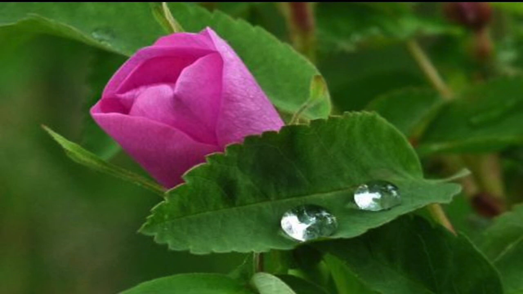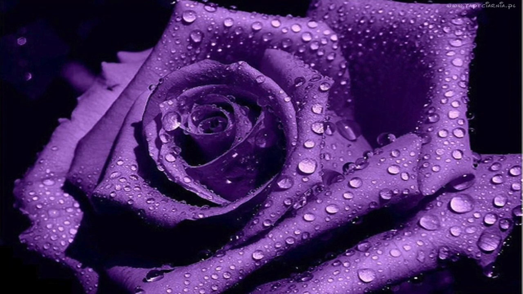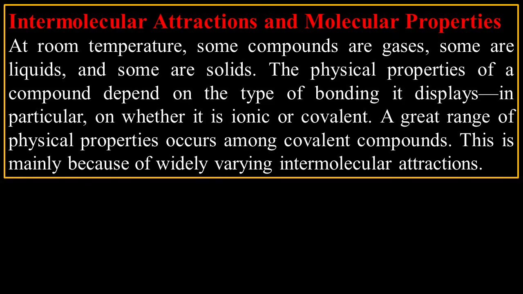The garment industry spends millions of dollars annually to get rid of hydrogen bonding, or to make clothes that are resistant to hydrogen bonding. All of these flowers where the water is beading is a result of hydrogen bonding. Here is a rose with some beading of water. Again, hydrogen bonding. How many properties can you think of that are caused from hydrogen bonding relative to water? Intermolecular attractions and molecular properties at room temperature. Some compounds are gases, some are liquids, and some are solids.